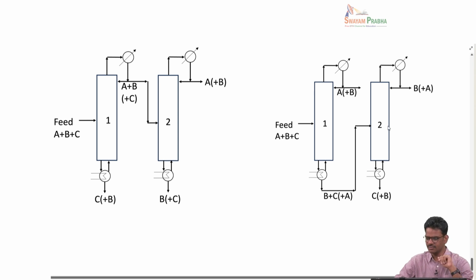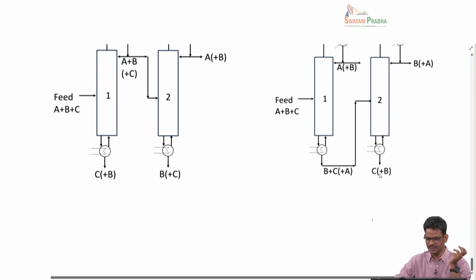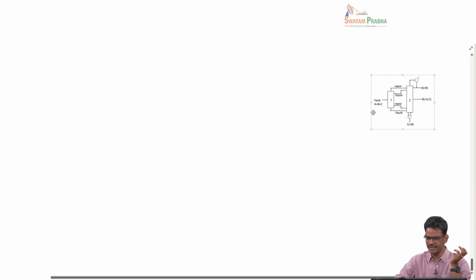In the second column we tend to separate component B as the distillate and component C as the residue. Okay, so you can see that same feed, objective is same, we want to separate A, B, C, and you can see the differences between these two designs. Yet again we can have another design. This is a little bit more complicated.